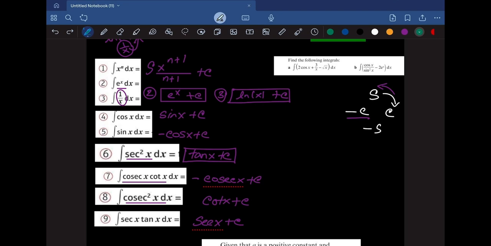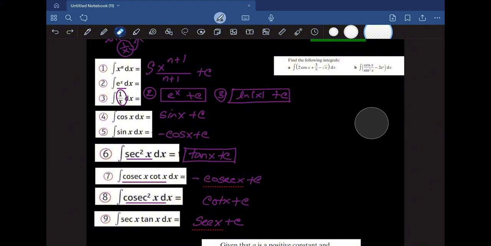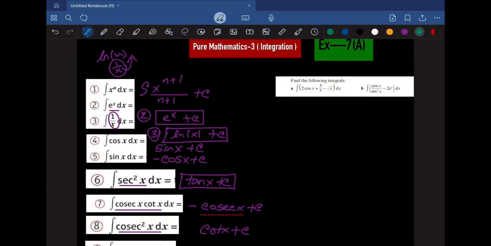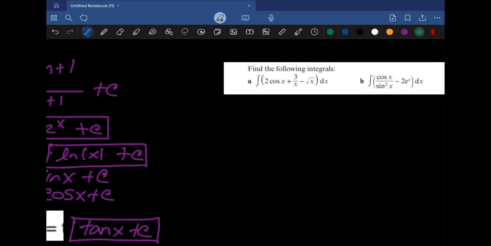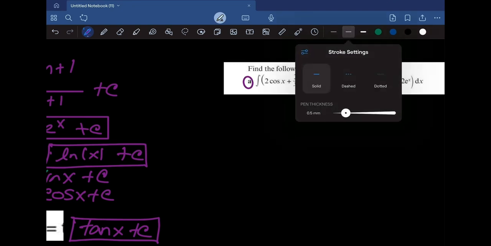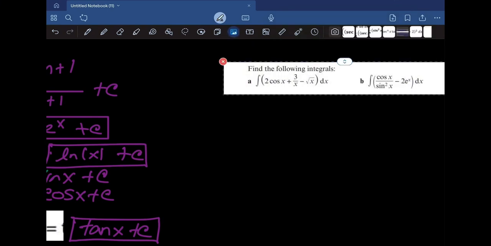Now without wasting any more time, let's do these 2 questions. All right, so now let's do these 2 tricky questions. The first one is this one, and the second one is B. Try to do it by yourself by pausing the video, and if you are done, then you can see the way I will do it.